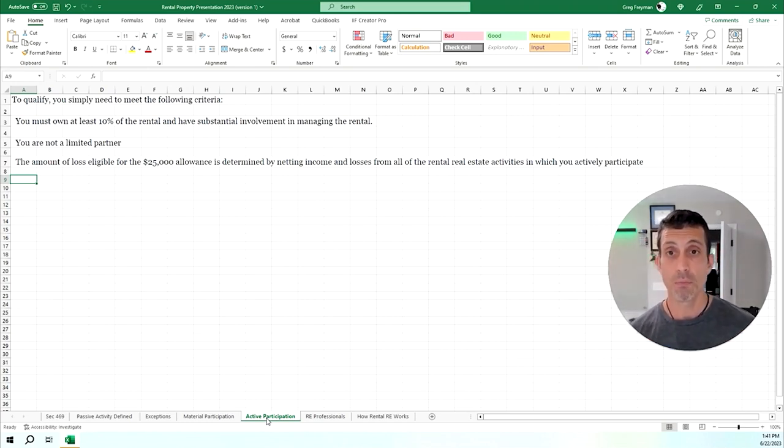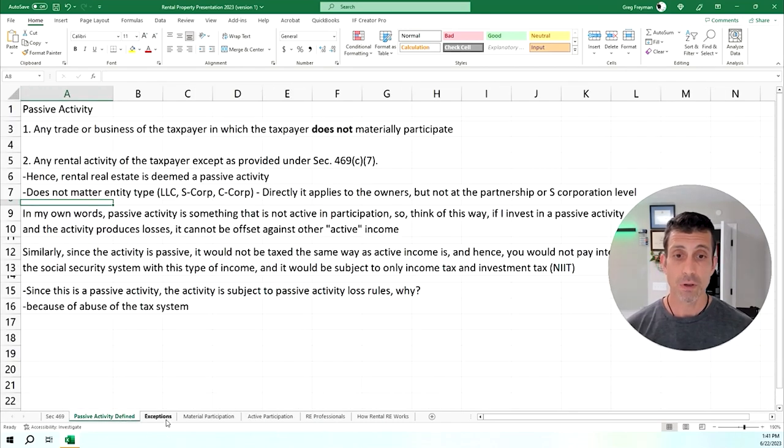And then the third bullet point, the amount of loss eligible for the $25,000 allowance is determined by netting income and losses from all other rental real estate activities in which you actively participate. So that just means that you've got to sum everything up and net everything. If you have more than one property, you're just netting it more. All right, so that's the active participation part. So why don't we take it for a spin and look at an actual example?